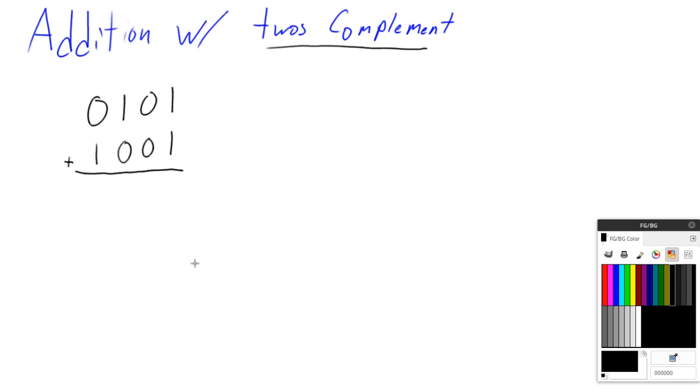So first, just to get a little understanding here, let's figure out what they are in decimal. So if they're two's complement, we know that this is our sign bit, and so this is a positive number, right? This is a positive number, and the magnitude, we just take these last three bits here, so this is positive 5.